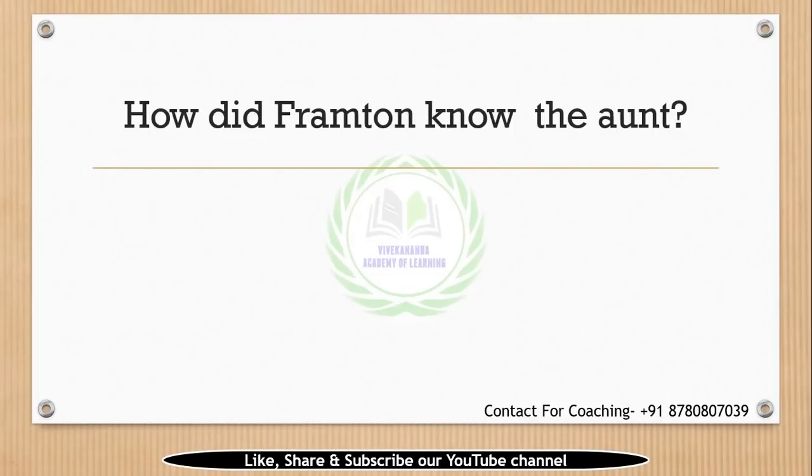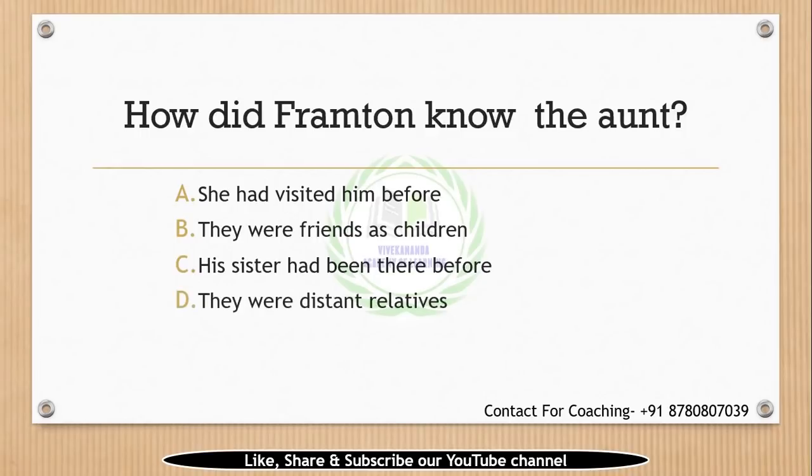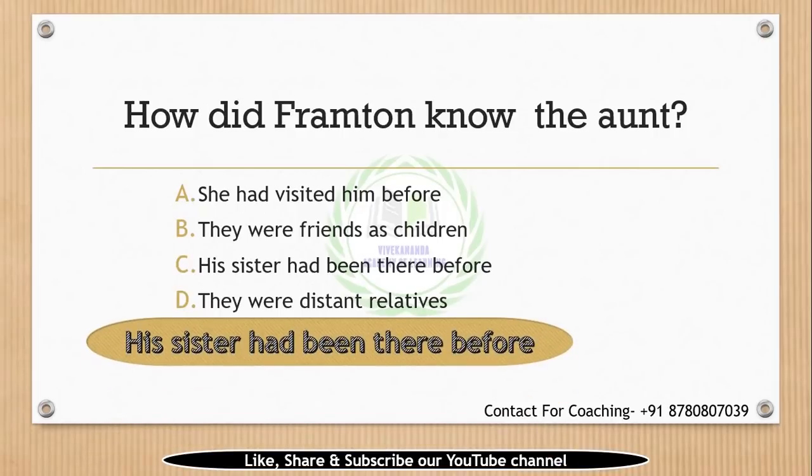How did Framton know the aunt? Options are A. She had visited him before, B. They were friends as children, C. His sister had been there before, D. They were distant relatives. So the correct answer is yes, C. His sister had been there before.